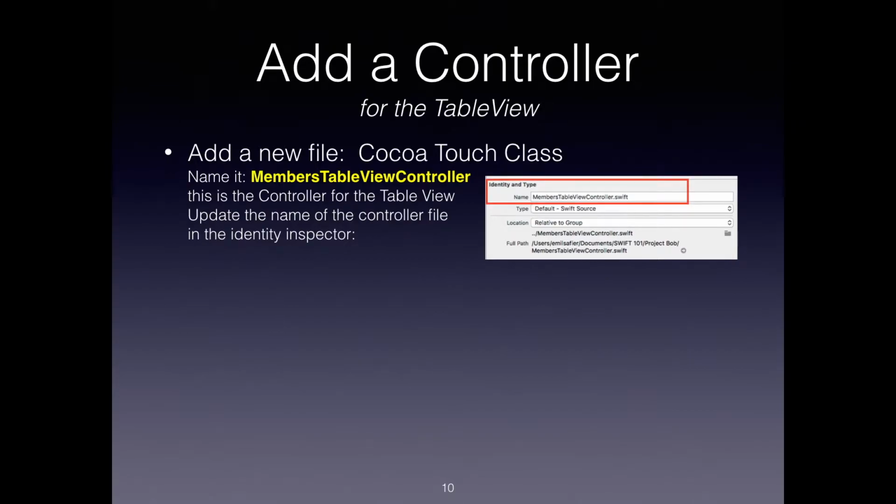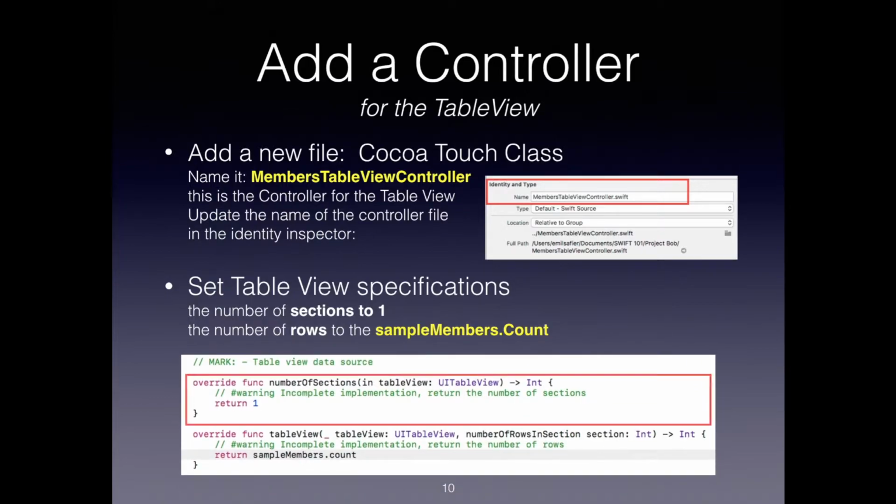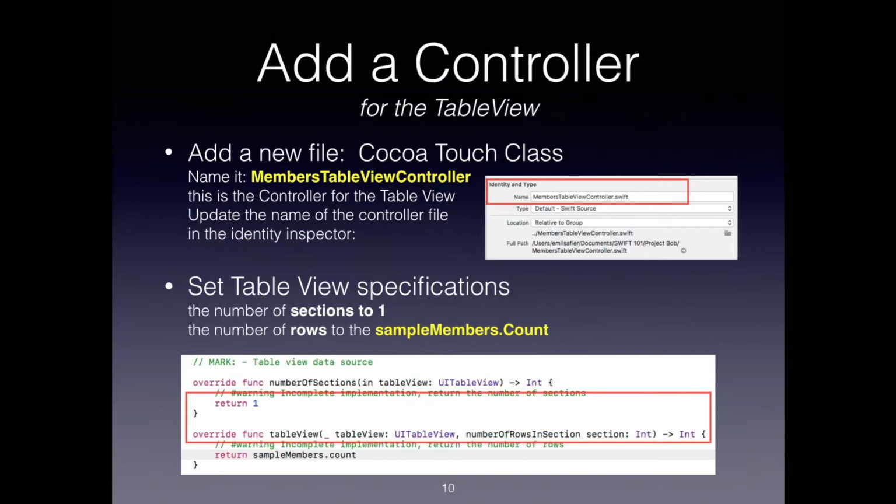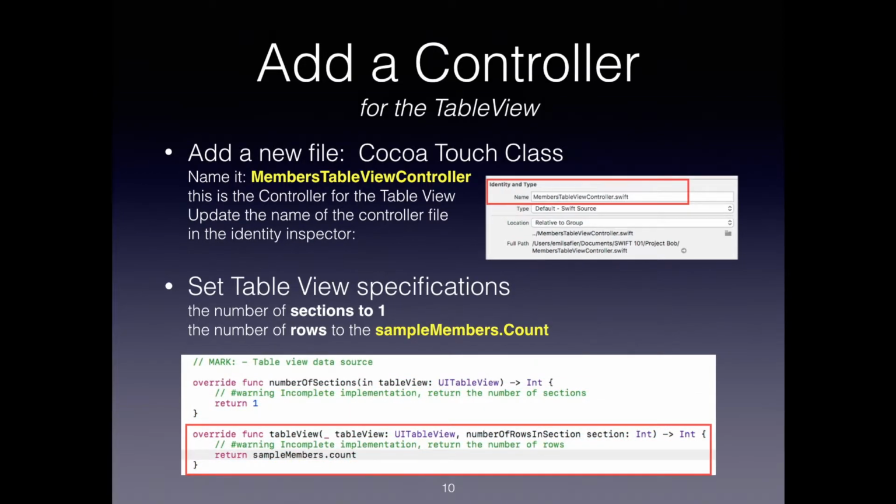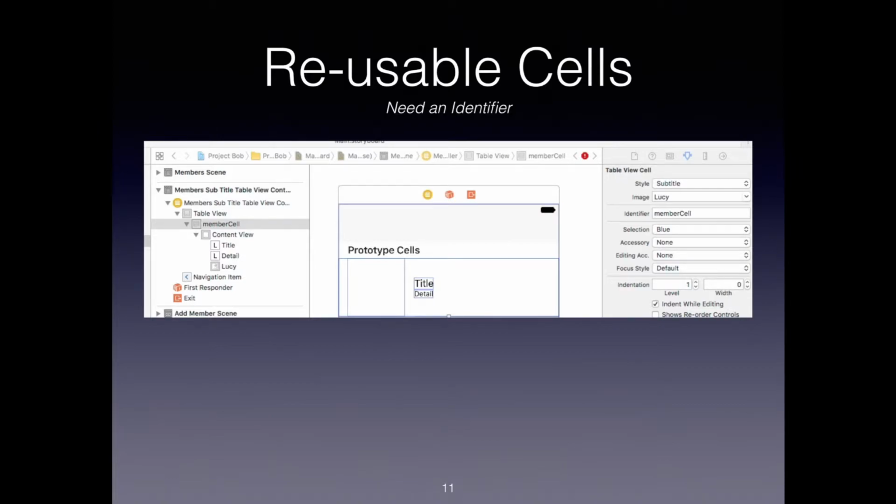Just ignore the name in the slide. We've added member table view controller, except we called it subtitle table view. And we set these two things. Then the other thing we need to do, we need to tell it that these are reusable cells, and because they're reusable, we need to identify them with a name. That's because in a dynamic table view, you can have multiple different types of cells. So the different types of cells you might have, you'd give them different names.